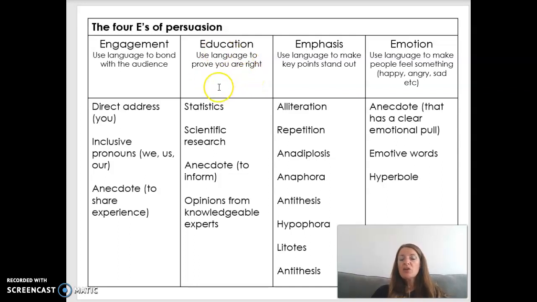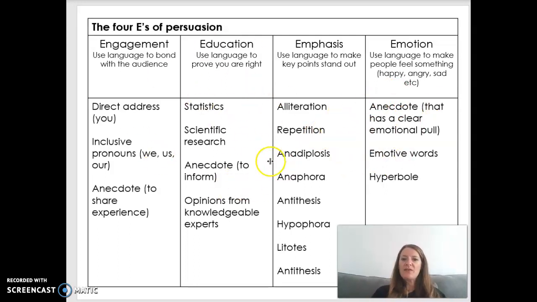I want to learn something, and you have to present me with information that proves you're right. Statistics, scientific studies, anecdotes, but anecdotes that inform me about the wider world rather than your personal experience. And opinions from knowledgeable experts. If you're doing a speech on the environment, what has David Attenborough got to say about it? If you're doing a speech on the rights of women, find somebody who's really knowledgeable on the topic. What have they got to say about it? And then we come into these fluffier bits, in a sense.